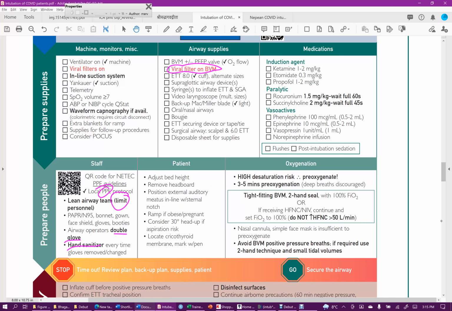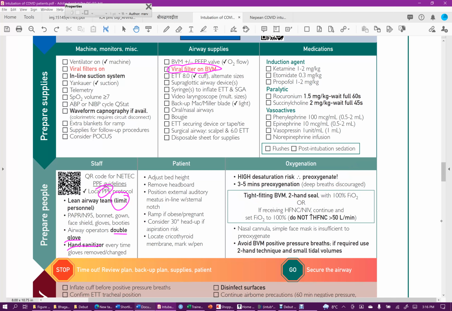Then oxygenation. Because of the high desaturation risk, you pre-oxygenate and take deep breaths. But the deep breaths, they say, are discouraged, because deep breaths can sometimes provoke a cough, and that can obviously promote aerosolization. Then two-hand seal and tight fitting bag and mask ventilation. If they're already on high flow, do not discontinue. Continue the high flow, continue the NIV, and these are things that I do in every other intubation. So I don't think there is any difference at all between this and a non-COVID.